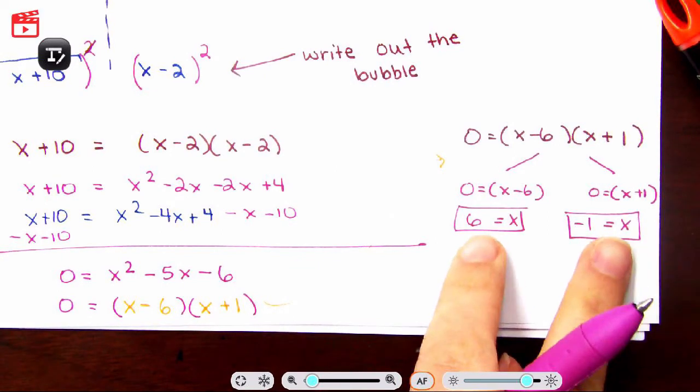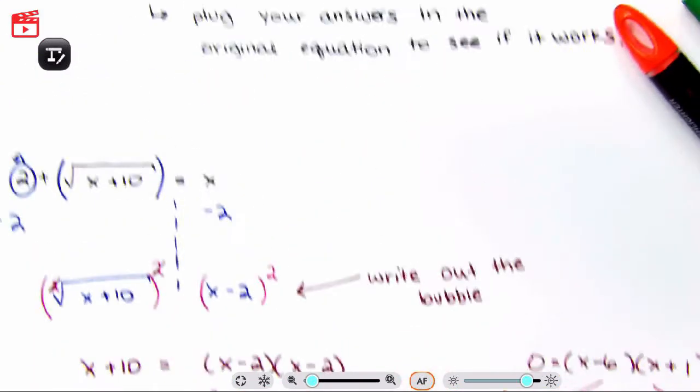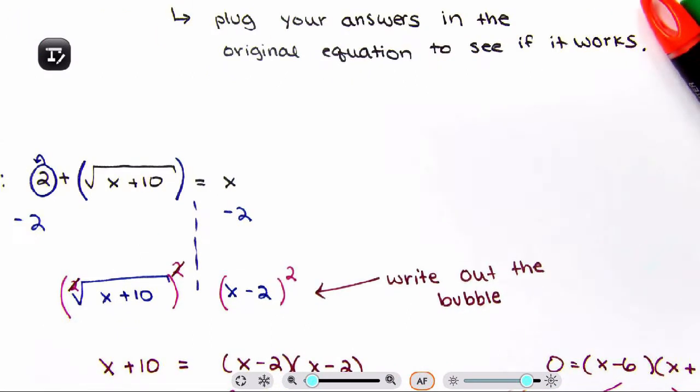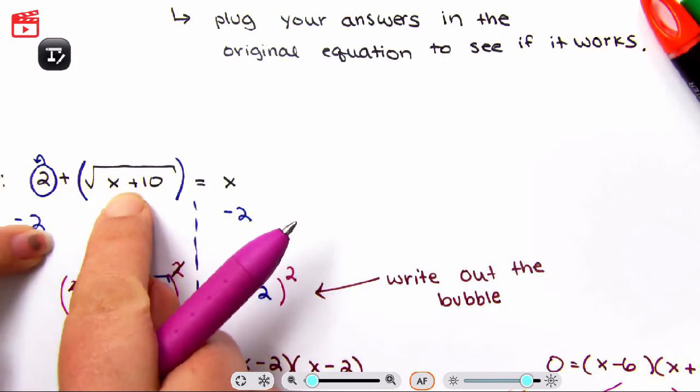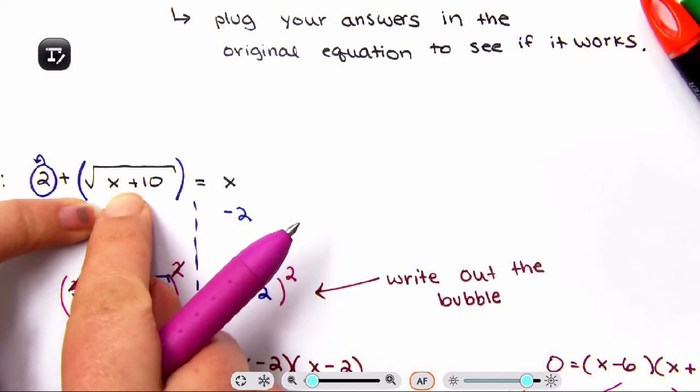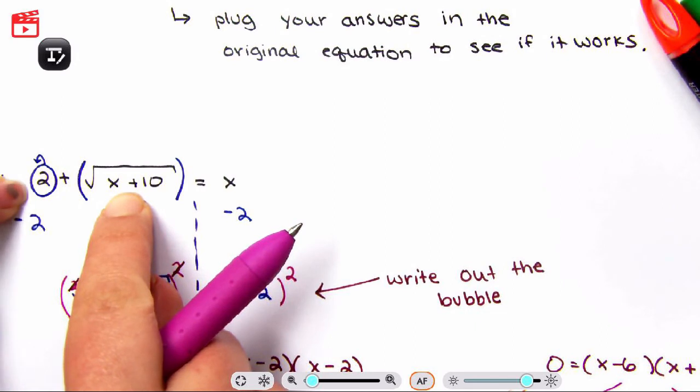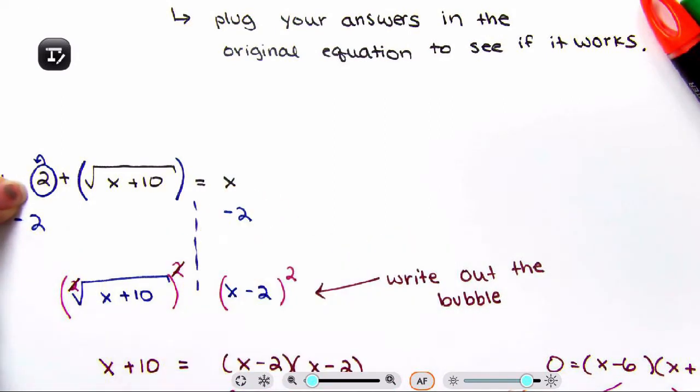So I'm going to take each one and plug it back into my original and see if it works. So I have a 6. 6 plus 10, that's 16. The square root of 16 is 4. 4 plus 2 is 6. And x, I said, is 6. So 6 works. That gives a little check mark down below. You can't see it, but I put a little check mark.